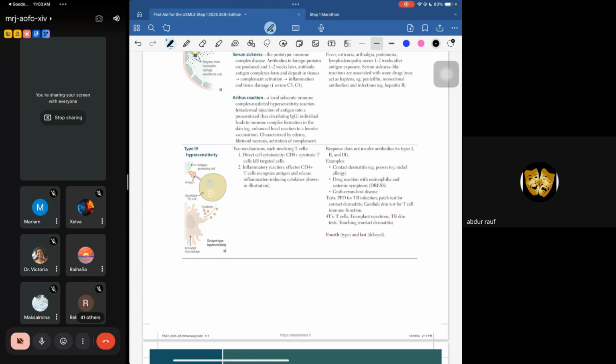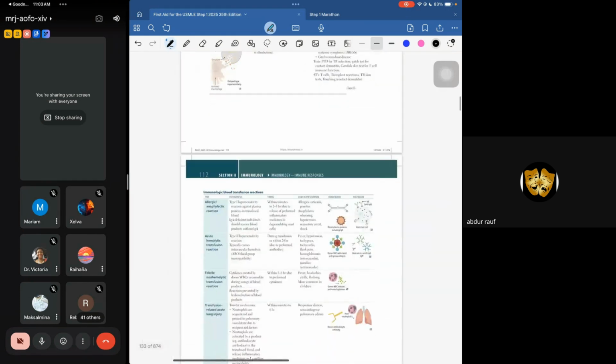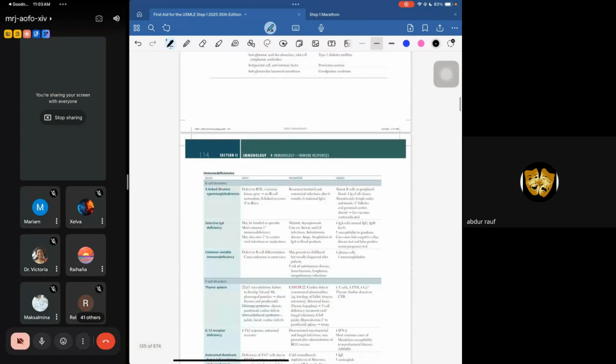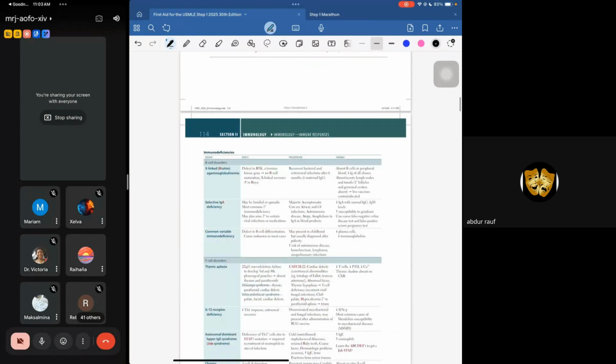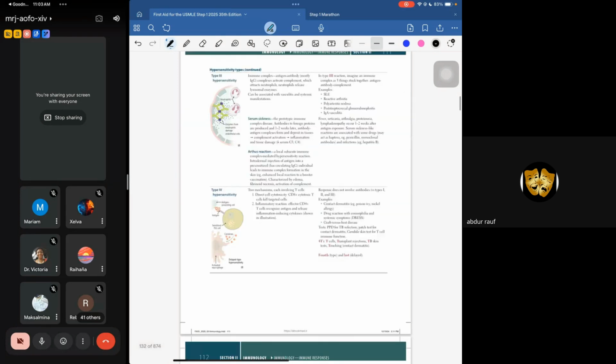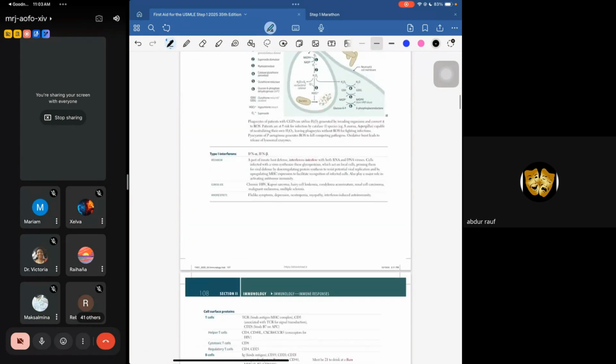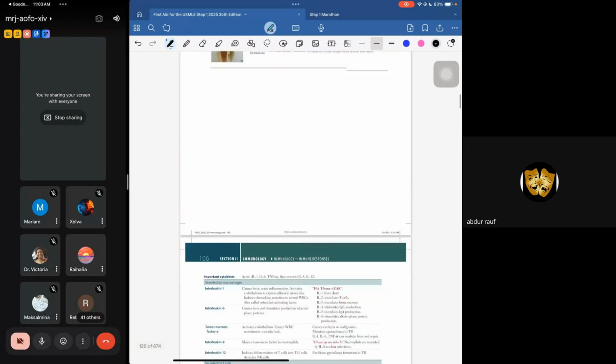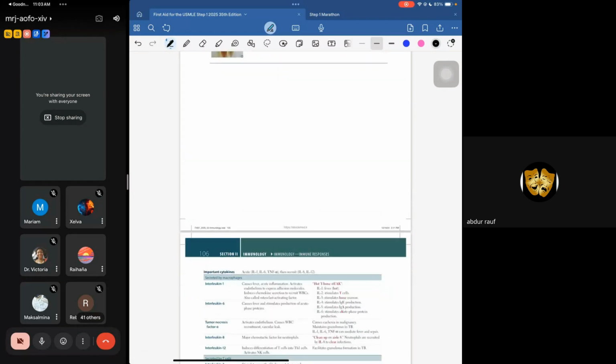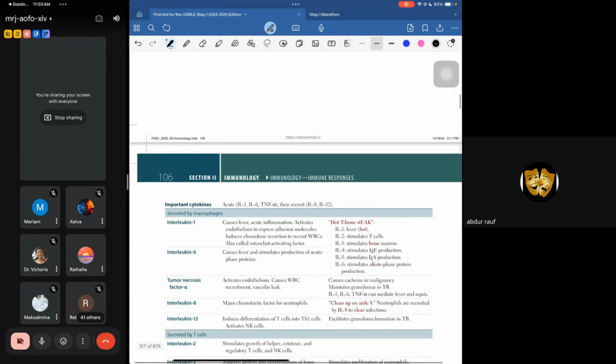Okay, let's move forward. Type 4 hypersensitivity. We're not going to do type 4 right now. For type 4, we have to do T cells and CD4 cells, so we are going to do it later, when we do the T cells or CD4 cells. Let's see what else we can do. Right, let's do the cytokines.